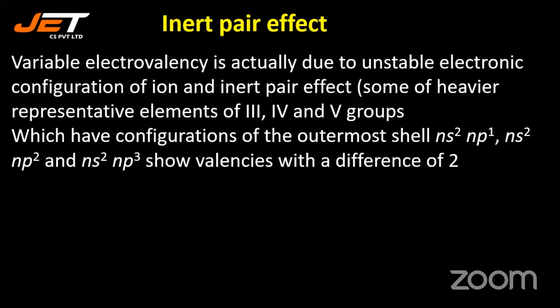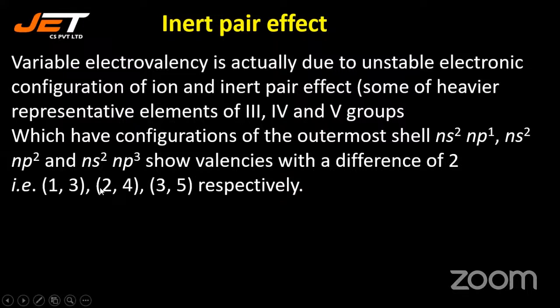So what is this? Inert pair effect is seen in some of the heavier representative elements of groups 3, 4, 5. Remember, these elements of groups 3, 4, and 5 are the representative elements and they are said to have an inert pair effect. Inert pair effect causes the unstable electronic configuration. Unstable electronic configuration results in different valencies of a single element. They have an outer electronic configuration of ns2np1, ns2np2, ns2np3. So they can show valences with a difference of 2, like 1 3, 2 4, 3 5. See, there is a difference of 2. So these are the different valences.